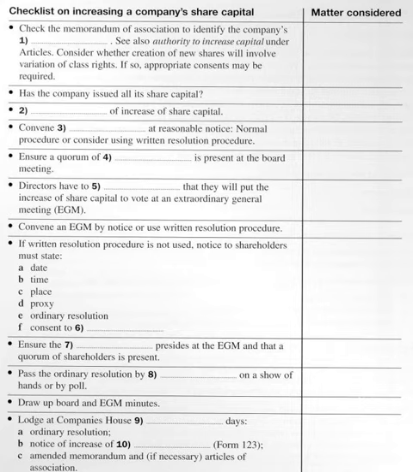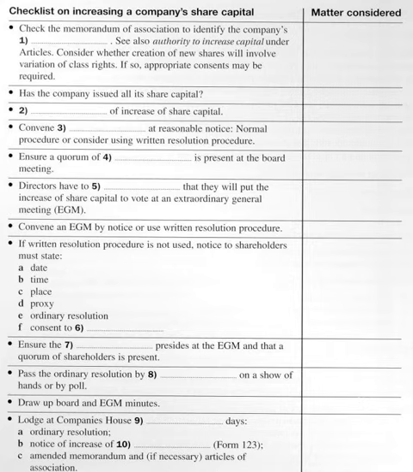Uh-huh. At this meeting, the directors have to pass a resolution that they'll hold an EGM where they will vote on the increase of share capital. An EGM is the Extraordinary General Meeting, right? Right. But before the EGM can take place, the shareholders have to be informed by notice about the EGM. This notice must state the following things. You see them listed here on the checklist. Date, time, place, proxy, ordinary resolution, consent to short notice. What does consent to short notice mean? That just means that they agree to the meeting being held soon, without everyone knowing about it a long time in advance. I see. And now what?